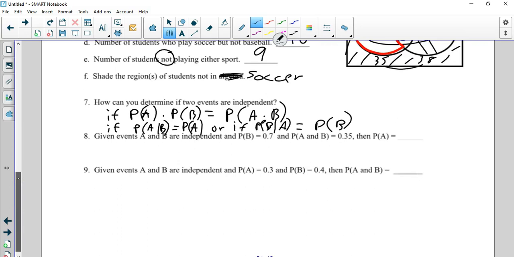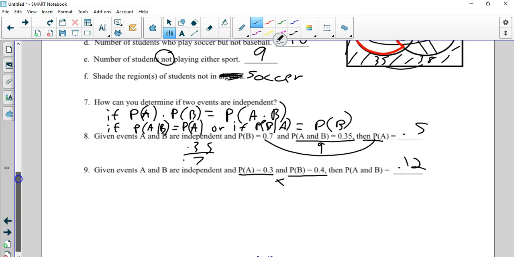Okay, A and B are independent. B is 0.7, A and B is 0.35. We're trying to find this. Remember, these two multiplied give you this. So to find backwards, we do 0.35 divided by 0.7, and we get 0.5. Now here, we have A and B. We're simply going to multiply those and get 0.12.